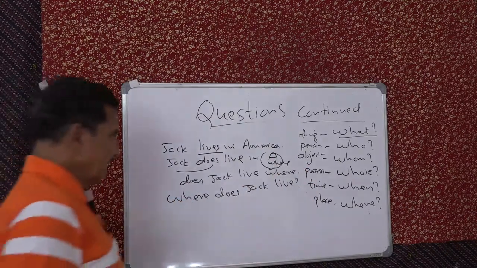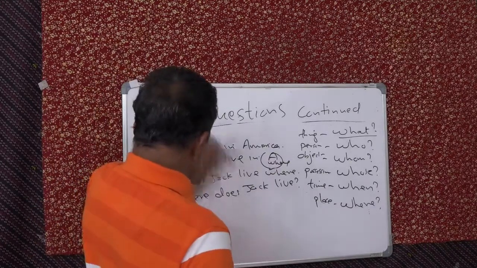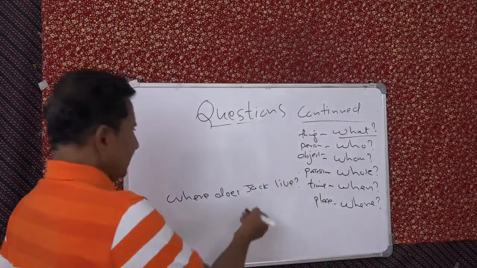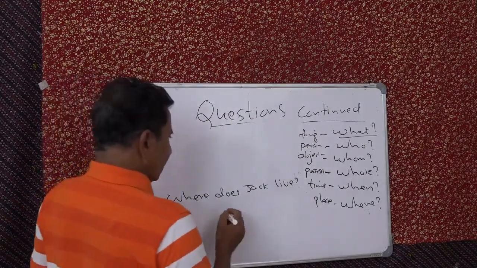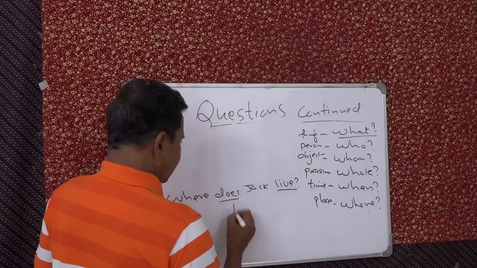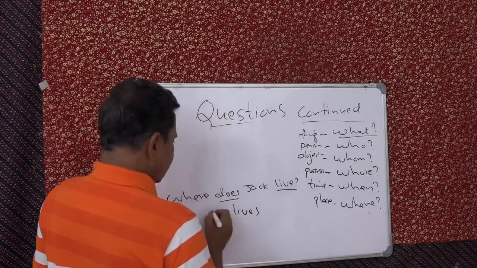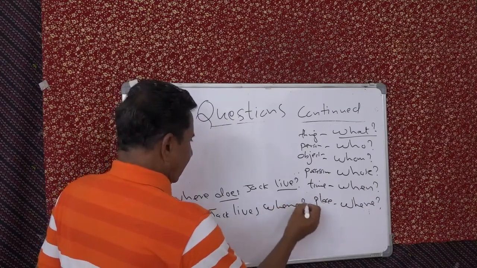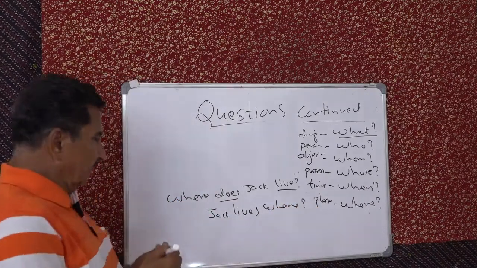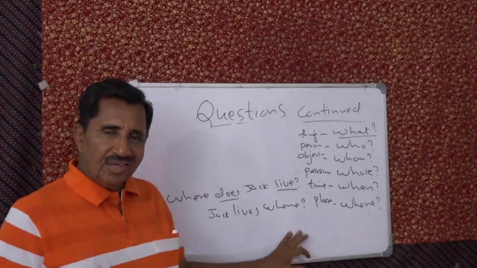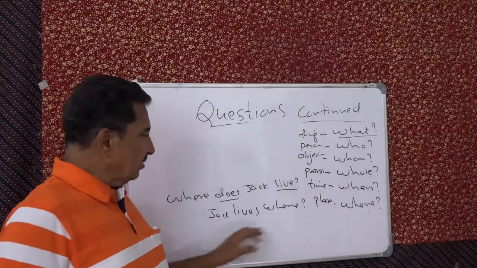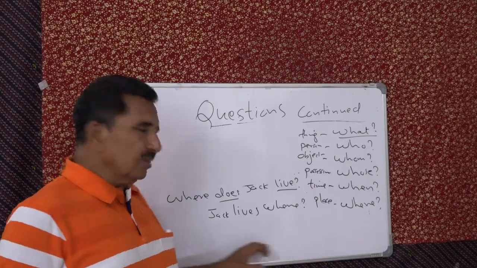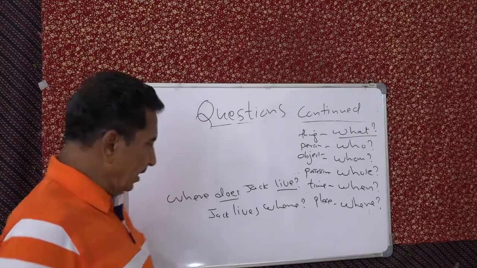Did you see that? Can you see? Yes. Let's forget about this and now change that into a statement. Where does Jack live? Together it is does and lives. See? Jack lives. Where? You give a name here. Jack lives in America. Jack lives in Kottayam. Jack lives in Calcutta. Yes.